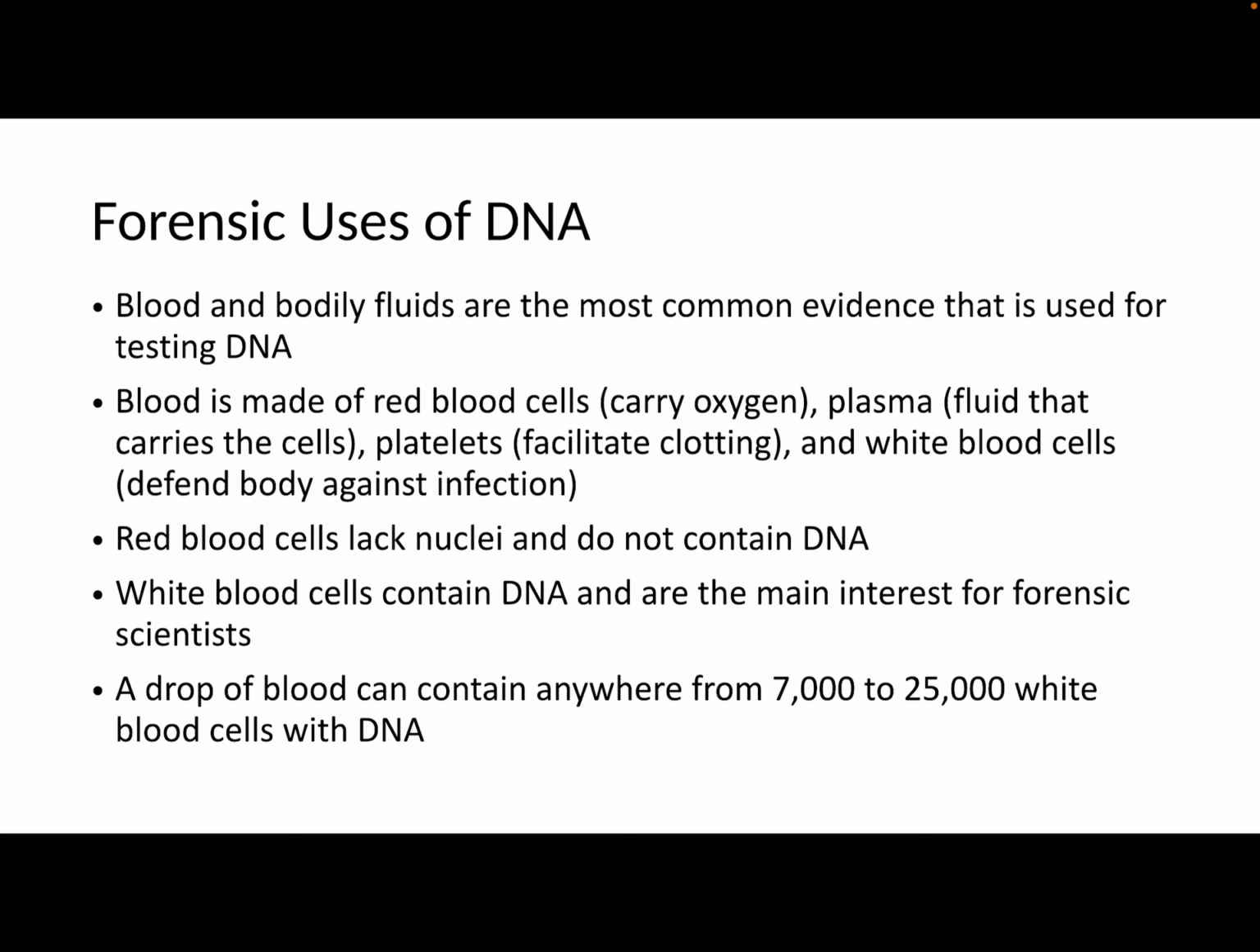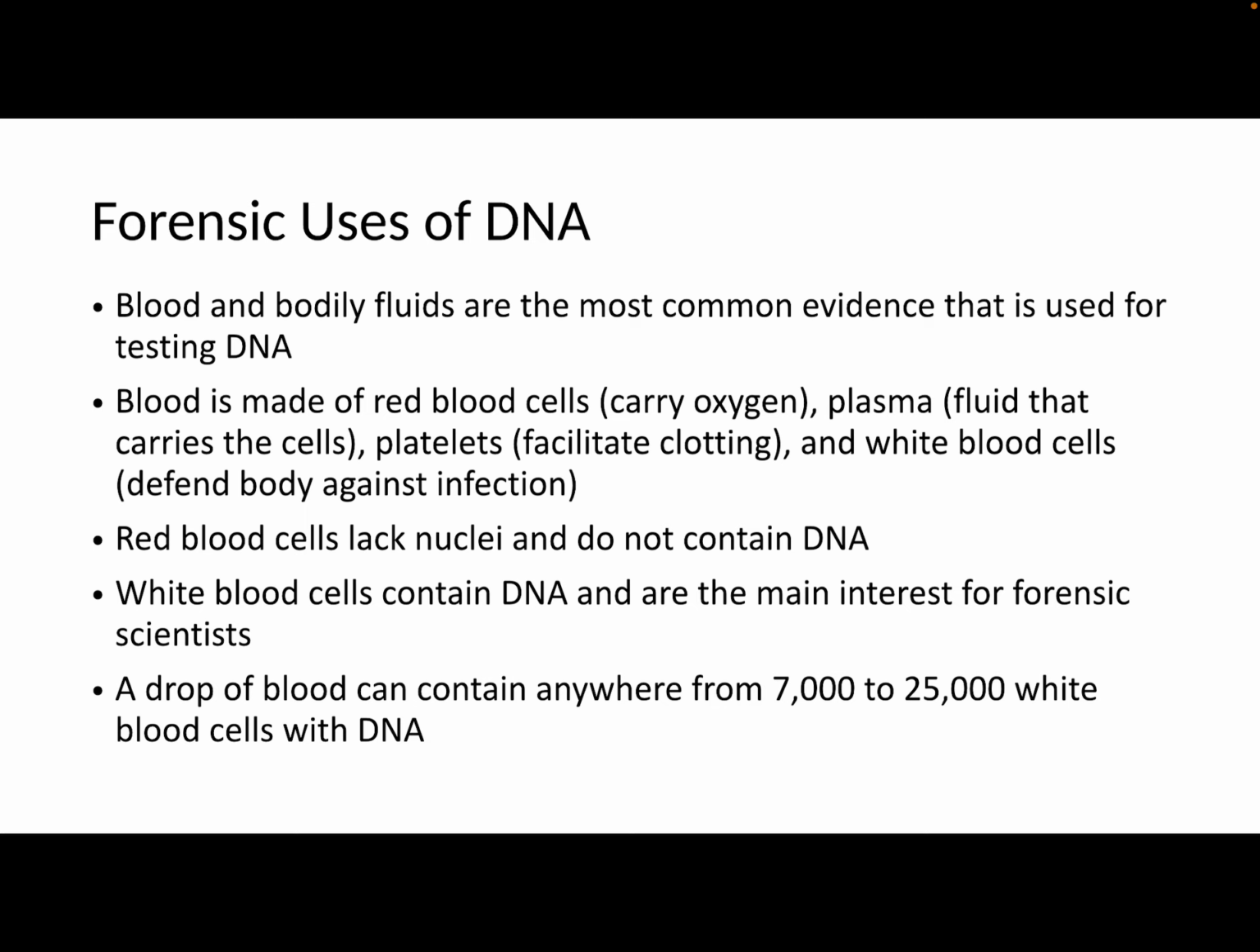So it has our red blood cells, which are our oxygen carriers, our plasma, which is the fluid that carries cells around our bodies. We have the platelets that aid in clotting, and then we had our white blood cells, which are our immunity. So they defend against infections, foreign antigens, things like that.